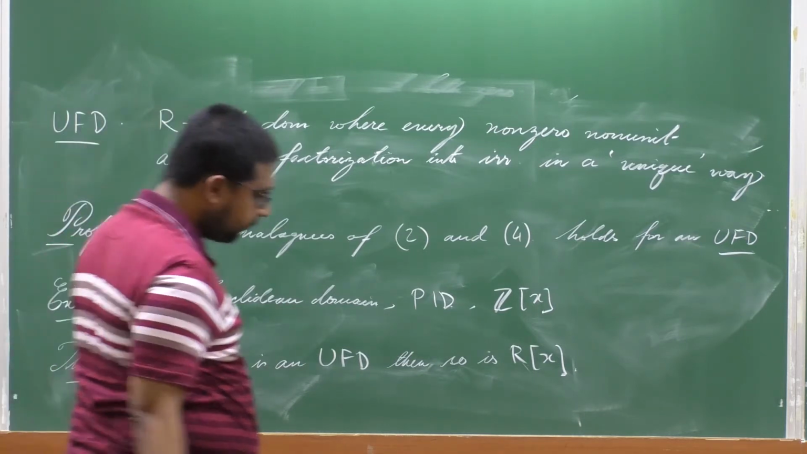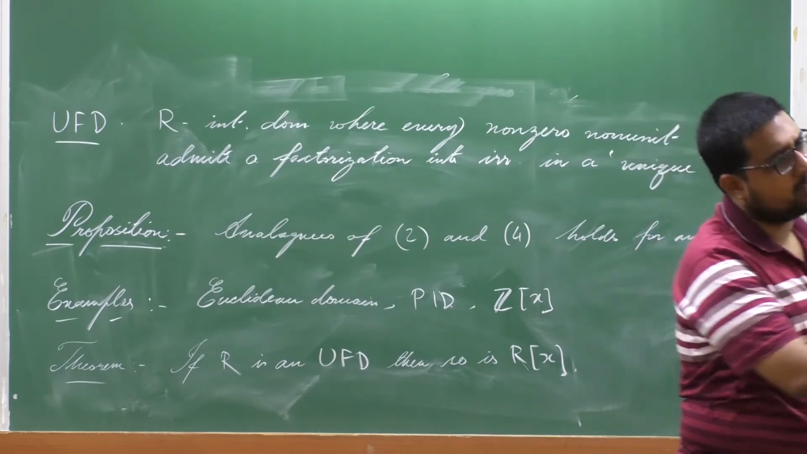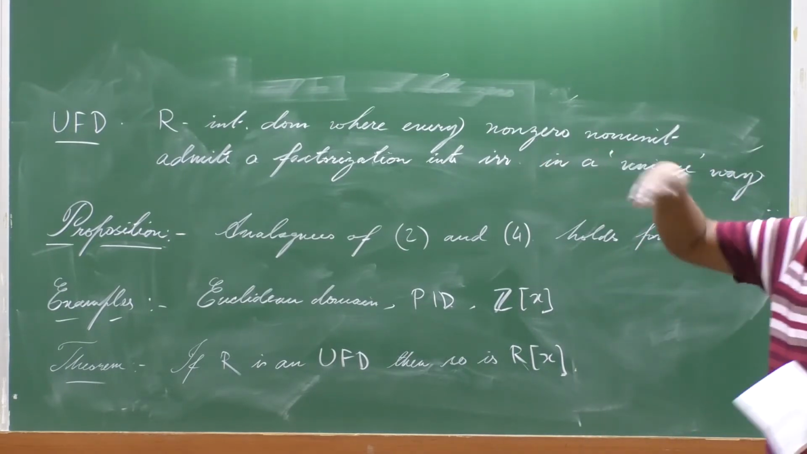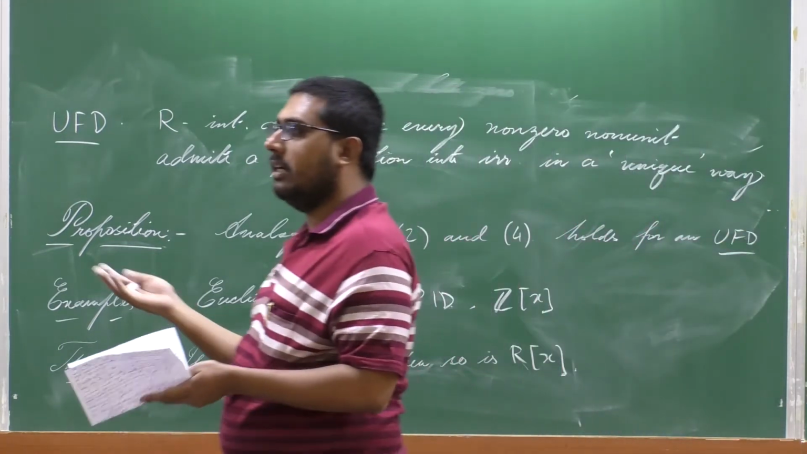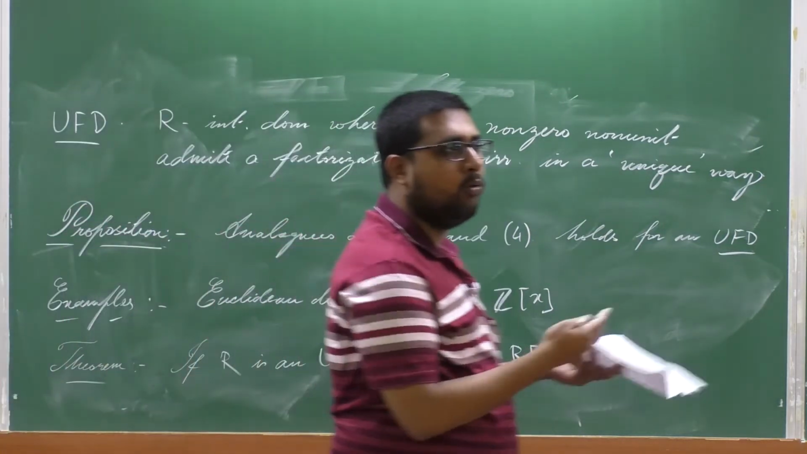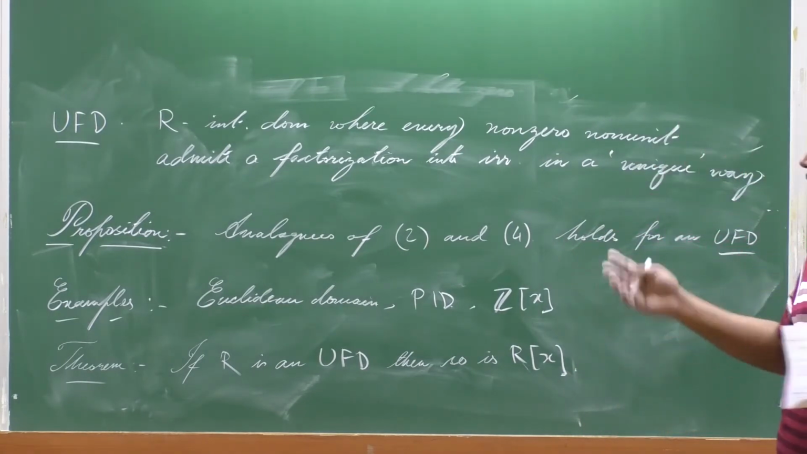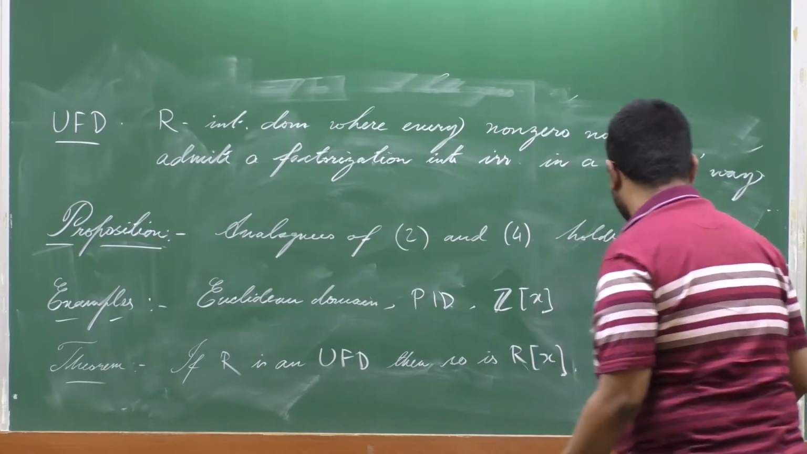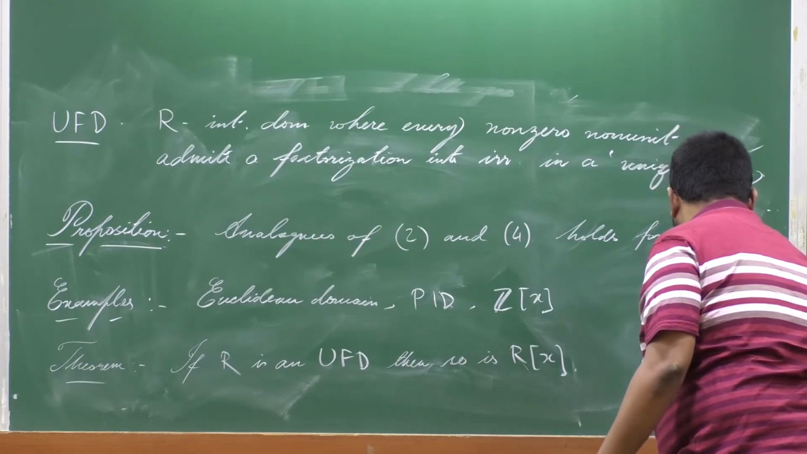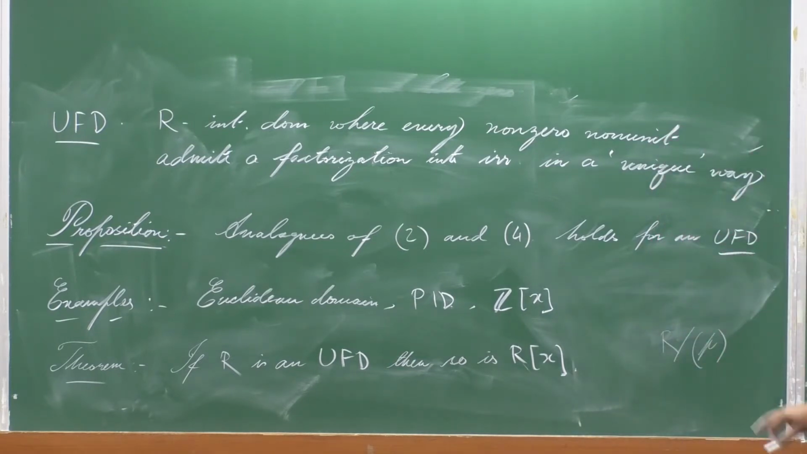Then you define primitive polynomials exactly in the same way, that is, if the GCD of the coefficients is a unit, that is, there is no irreducible that divides all the coefficients of the polynomial. Then you prove the analog of Gauss lemma. So, how to prove the analog of Gauss lemma? That is exactly simple: you consider this quotient, you do this reduction modulo this ideal.